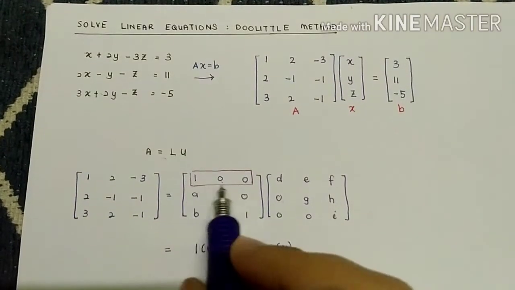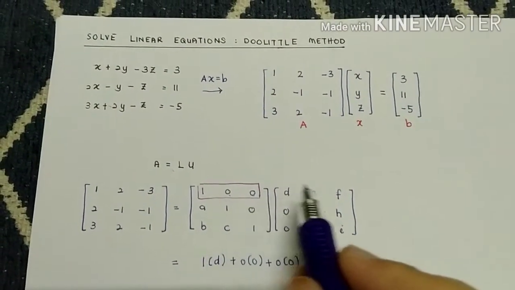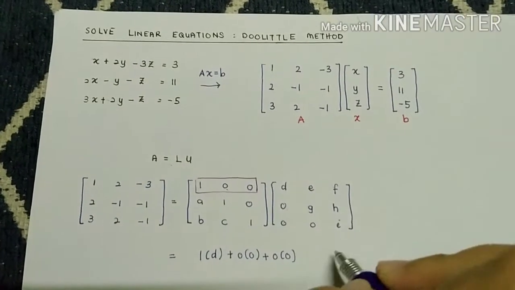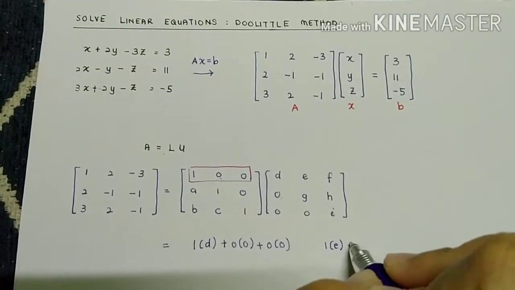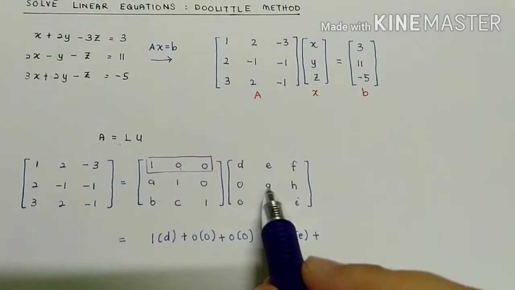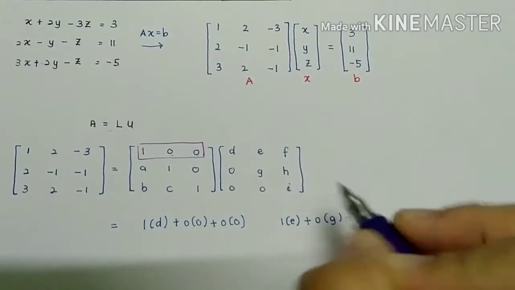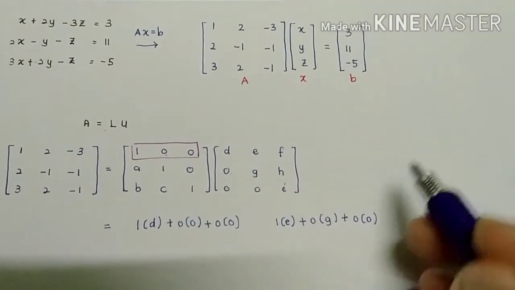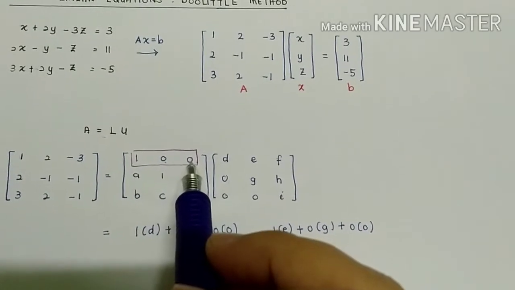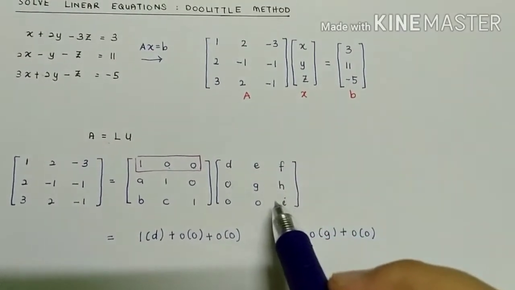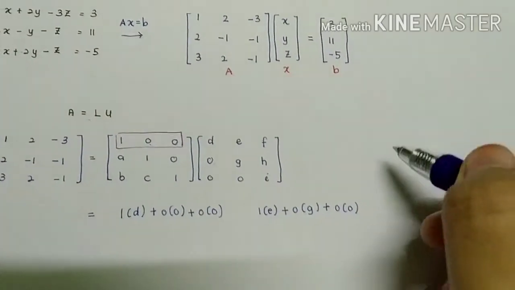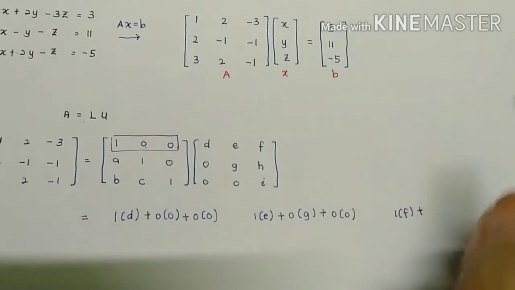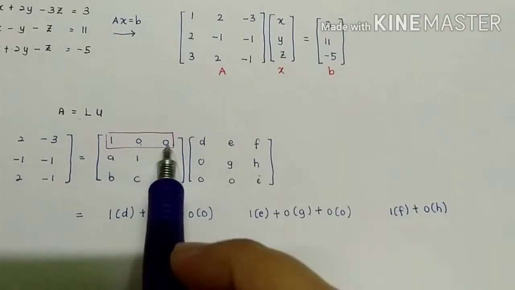Next, the first row of matrix L multiplied with the second column of matrix U. So we have 1 times E plus 0 times G plus 0 times 0. And then we have the first row of matrix L multiplied with the third column of matrix U. So we have 1 times F plus 0 times H and 0 times I.